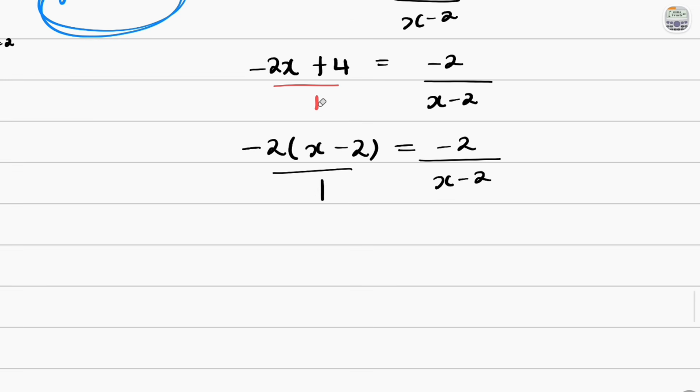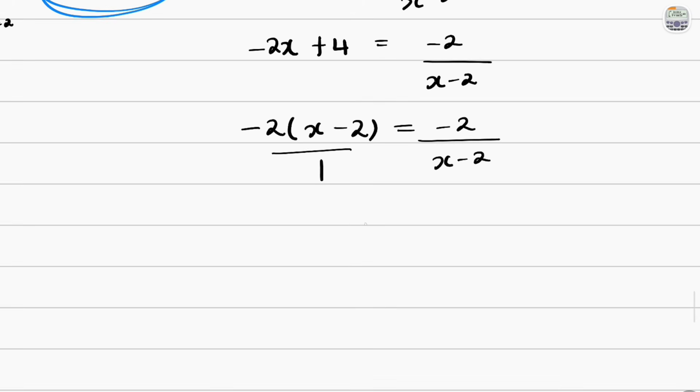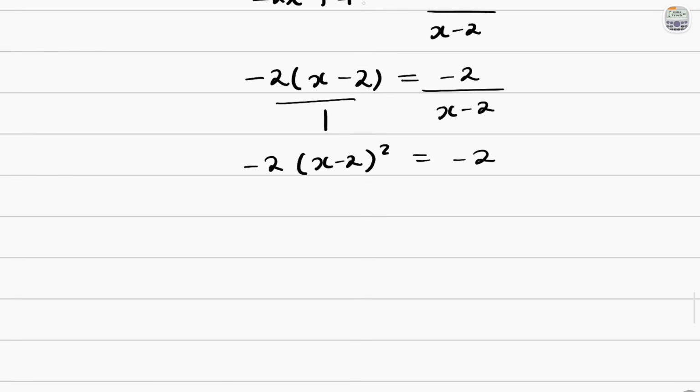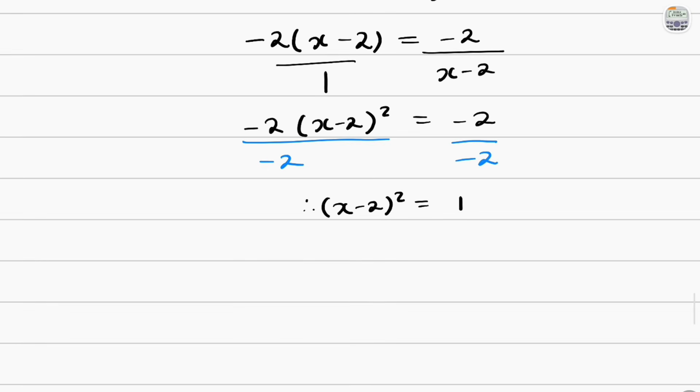Now we can cross multiply. If you cross multiply this multiplied by this, you can see that we have x minus 2 and x minus 2. They will become x minus 2 squared. So you have negative 2 times x minus 2 all squared is equal to 1 times negative 2, which is negative 2. Then get rid of the negative 2 by dividing both hand sides. Therefore, x minus 2 all squared is equal to 1, and then square root both hand sides.